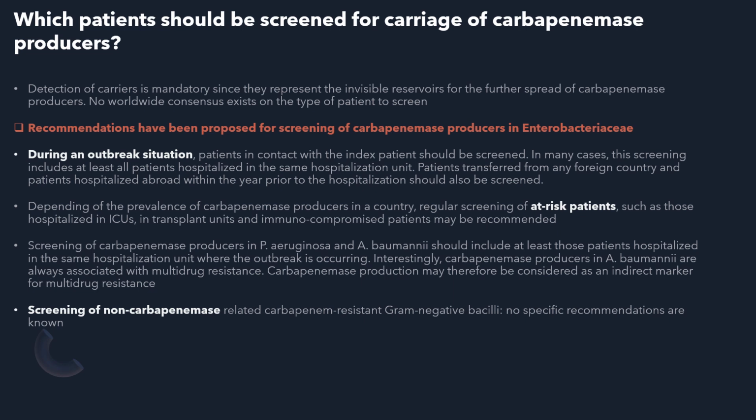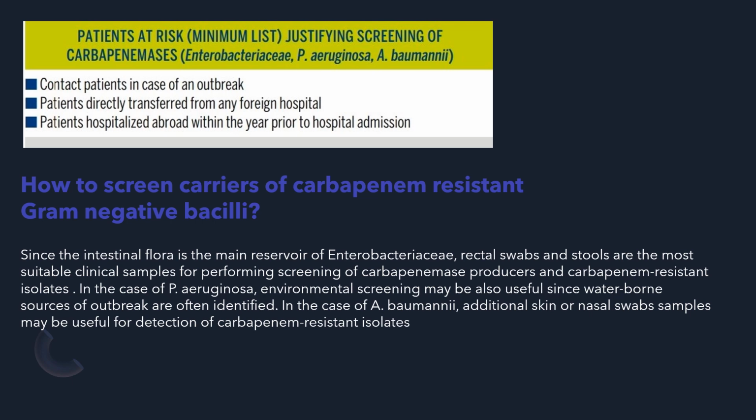So, depending upon the prevalence of the carbapenemase producers in a country, regular screening of high-risk patients such as those hospitalized in ICU, transplants, immunosuppressed can be recommended. Screening of carbapenemase producers in Pseudomonas and Acinetobacter should include at least those patients hospitalized in the same hospitalization when the outbreak is occurring. For non-carbapenemase related to carbapenemase, there are no specific recommendations known. For patients who are at risk, the screening is justified only for contact patients in case of outbreak, patients directly transferred from any foreign hospital, and patients hospitalized abroad within the year prior to hospital admission.